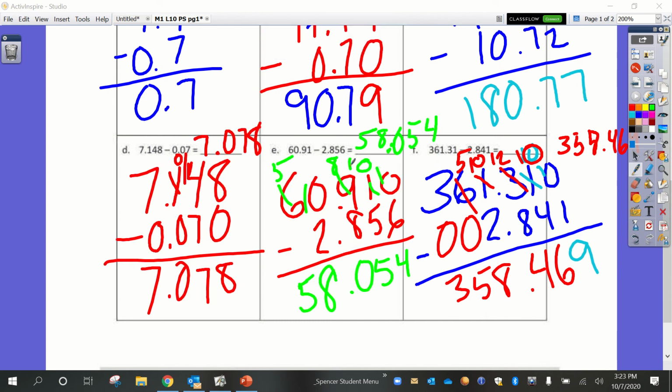All right, welcome back. Let's check it out. Hopefully you have 7 and 78 thousandths as the answer for D. And then your answer for E should be 58 and 54 thousandths.